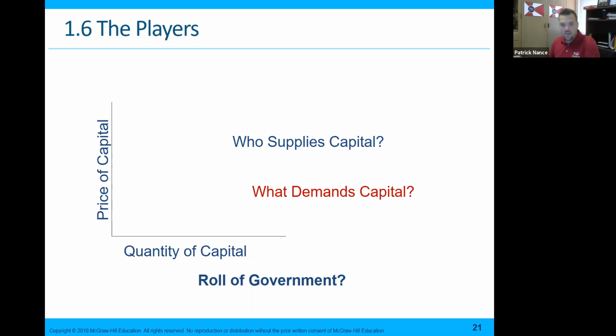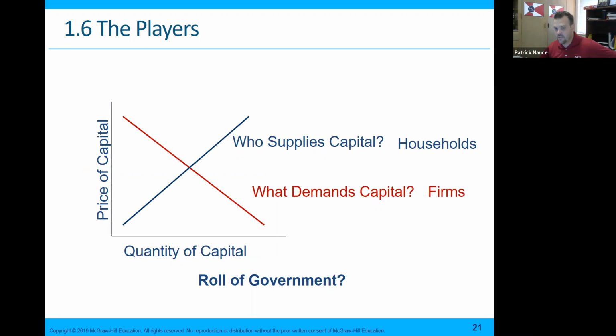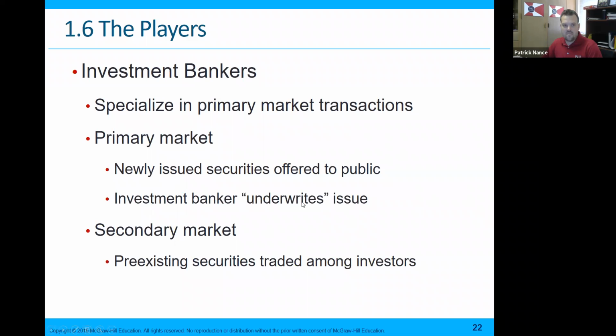Okay, so the price of capital, the quantity of capital, and who supplies and who demands the capital. Well, who supplies the capital? We just talked about it on the last slide. Households supply the capital. Who demands the capital? Firms. Okay, and what's the role of government here? Well, the role of government is hopefully to help that equilibrium be reached. Generally, we're talking about doing this through regulation. So we're looking for supply to equal demand as much as possible, which creates a smooth economic foundation.